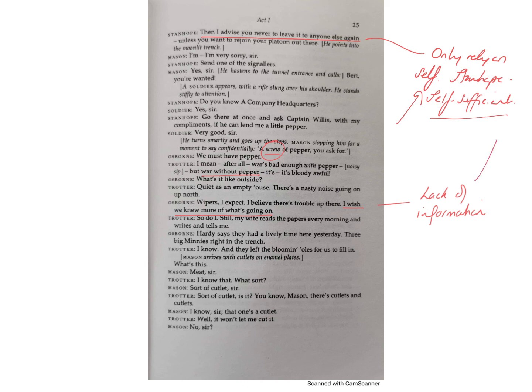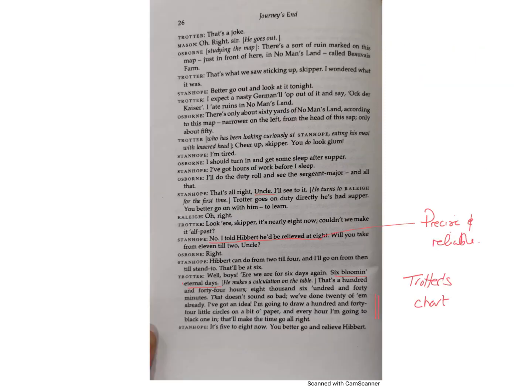We get more kind of hints about the lack of information in the trenches. So, what's going on. And actually Trotter says he gets his information from his wife. It'll obviously be late because it has to reach England and then be put in a letter and then reach him again. But that's his source of information. And we get a little bit more kind of comedy about the cutlets in terms of they're so bad they can't be cut. And that's a joke.